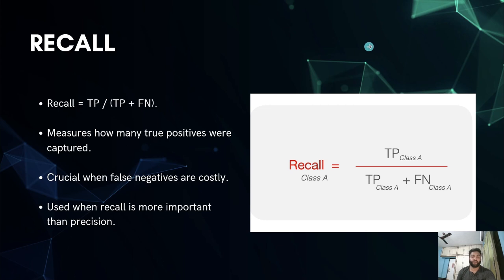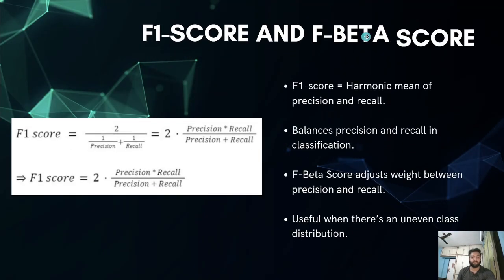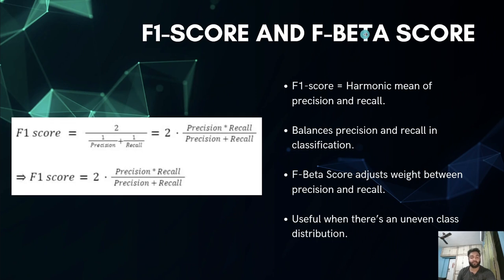Recall, on the other hand, focuses on how many of the actual positive instances were correctly identified by the model. Recall is crucial when the cost of missing the positive class, that is false negatives, is high. For example, in fraud detection, missing a fraudulent transaction could be extremely costly. The formula for recall is equal to true positives upon true positives plus false negatives. High recall means the model is capturing most of the positive instances, but it may come at the cost of lower precision.